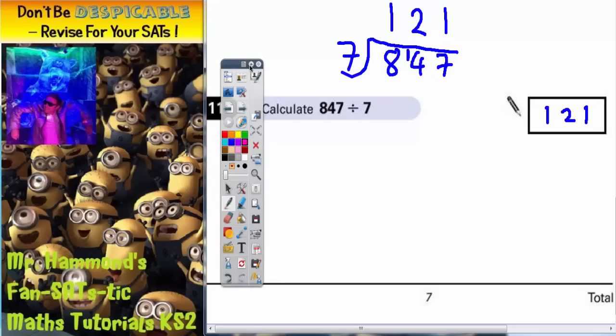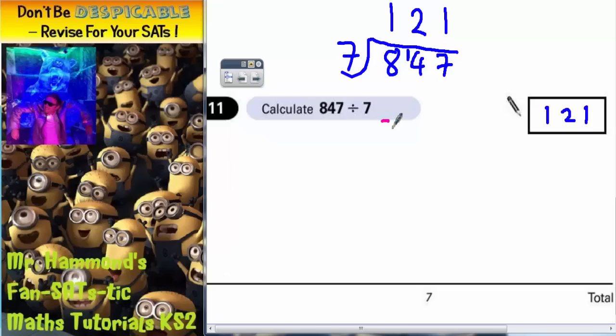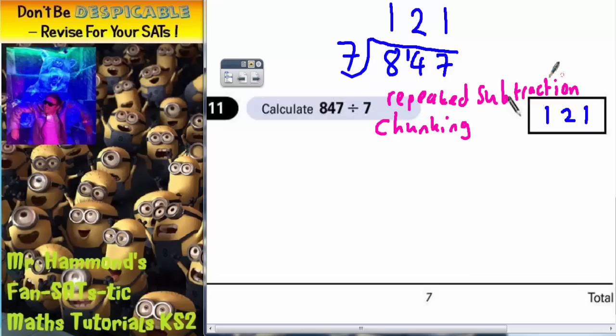There is another way you could have done it, and you could have used the chunking method. But the chunking method is normally better when you're dividing by numbers that are much bigger than 10. So if this was divided by 27, we would definitely have used the chunking method. Probably would have not even attempted the bus shelter method. So let's have a look at what the chunking method is. The chunking method is basically repeated subtraction of chunks of 7.